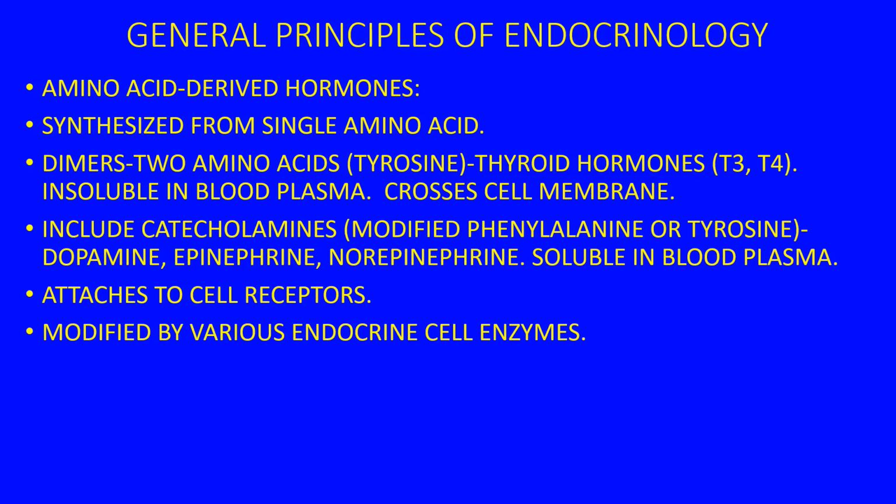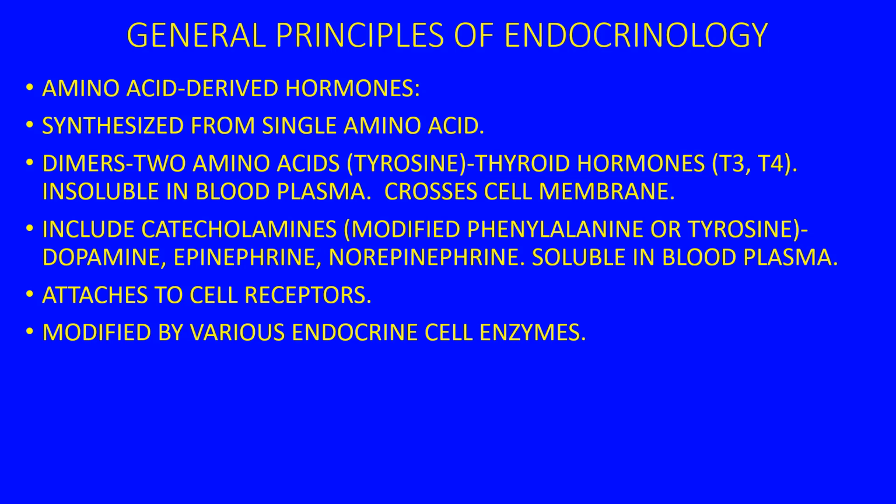Now, what are some of these amino acid-derived hormones? They include catecholamines. Catecholamines are usually modified phenylalanine or tyrosine. For example, PKU patients, which is phenylketonuria, can't process phenylalanine, so they just have to make sure that they consume tyrosine, which is easy. These are then biochemically altered slightly to dopamine, epinephrine, and norepinephrine. Now, all catecholamines are soluble in blood plasma. These types of hormones will attach to cell receptors.